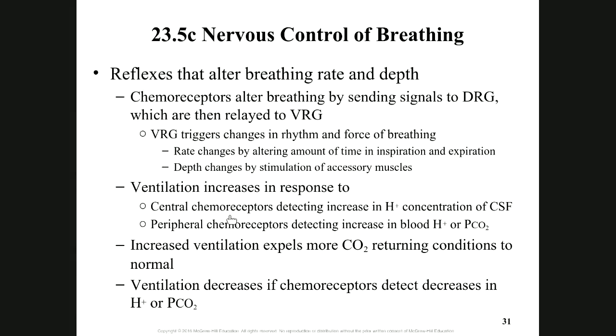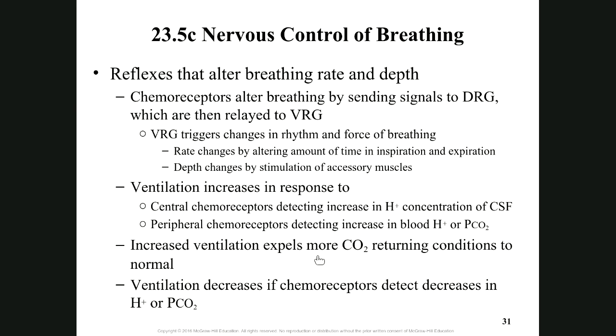Ventilation increases in response to central chemoreceptors, which detect increased hydrogen ion concentration in CSF. I told you that when the amount of carbon dioxide increases, the amount of hydrogen ion increases, the pH of our blood comes down, and when the pH comes down, these central chemoreceptors can detect it in our cerebrospinal fluid, or CSF. And peripheral chemoreceptors, which are located in aortic bodies and carotid bodies, can detect an increase in hydrogen or the pressure of carbon dioxide in our blood. Increased ventilation expels more carbon dioxide.